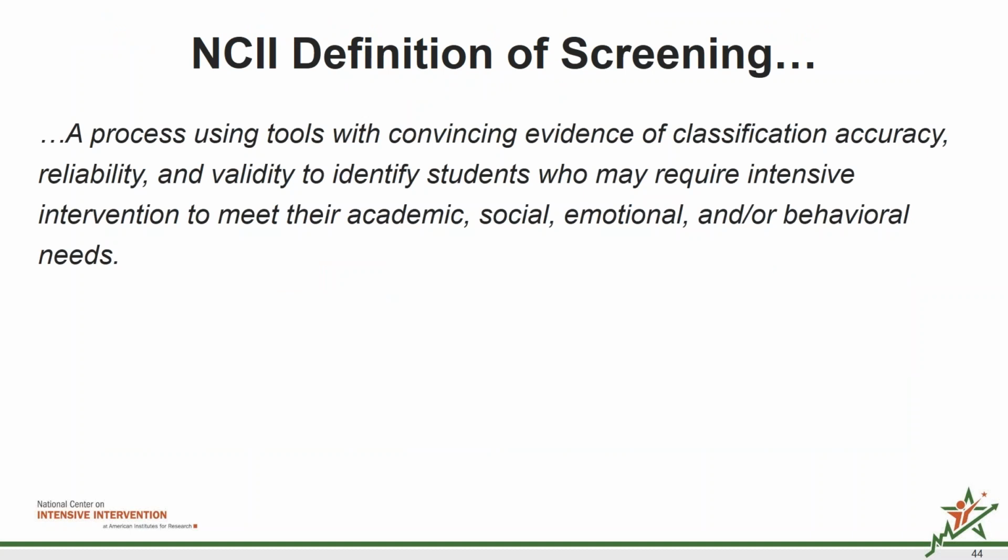So as we think about screening, what do we think about for NCII's definition of screening? These are really the pieces that are focusing our conversation here. We're talking about classification accuracy, reliability, and validity. How are we using that information to identify students who require intensive supports, both on the academic side, as well as some social, emotional, and behavioral needs on the behavior tools chart?